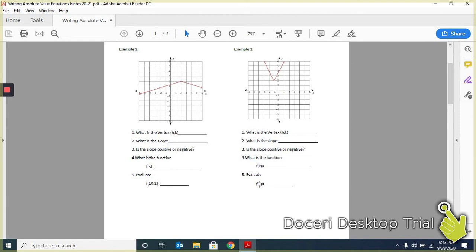The first thing it's going to ask for is what is the actual vertex, (h, k)? Well, if I look at my graph, I know my vertex is this particular point sitting right there. And that point happens to be sitting at (2, 2). Since that's the case, I know my vertex point is (2, 2) for my (h, k).